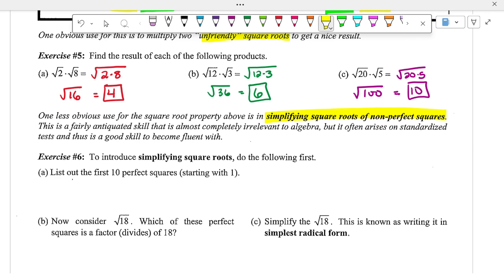This is a fairly antiquated skill that is almost completely irrelevant to algebra, but it often arises with standardized tests. A lot of you guys are sophomores. You're going to have to take the ACT next year. I guarantee that this will be on it at some point. So knowing how to do this will help you out a lot. It'll also help in Math 3 because you will see it again, but in a harder context. It's honestly not very hard, but learning how to do this will be very helpful.